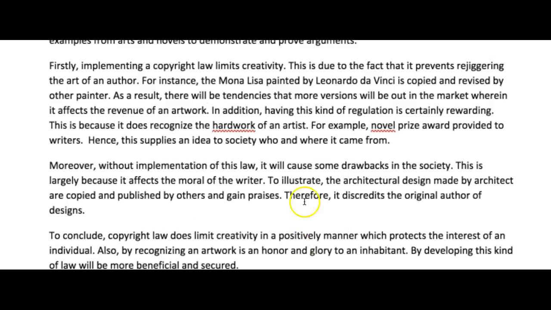Okay. In addition, having this kind of regulation is certainly rewarding. This is because it recognizes the hard work of an artist. For example, Nobel Prizes awarded provide. I don't get that. That needs to be rewritten. Hence, this supplies an idea to society who and where it came from. Unclear.